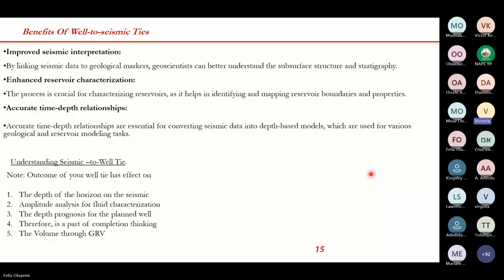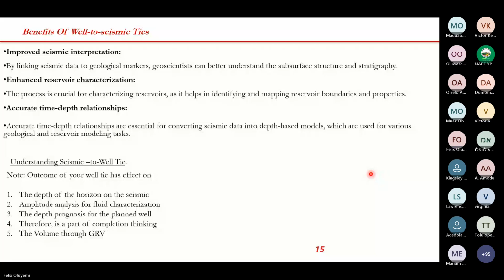So I've explained the first 3 bullet points, so let us not go back to that. Now let us go to understanding your seismic-to-well tie. When you are doing seismic-to-well tie, one, you are telling the interpreter, pointing him to the horizon you are going to map. That importantly we need to know.